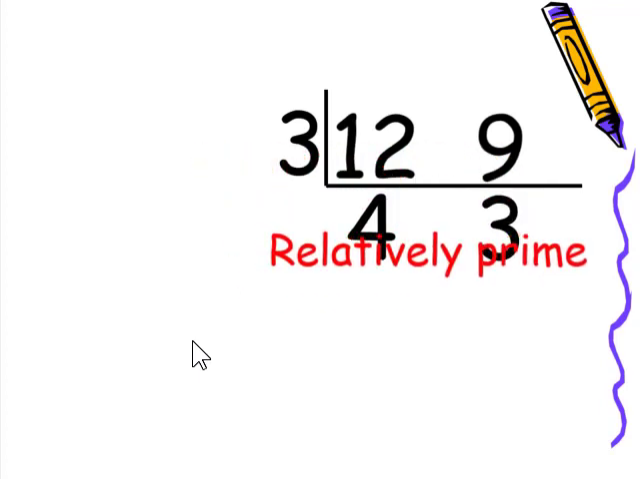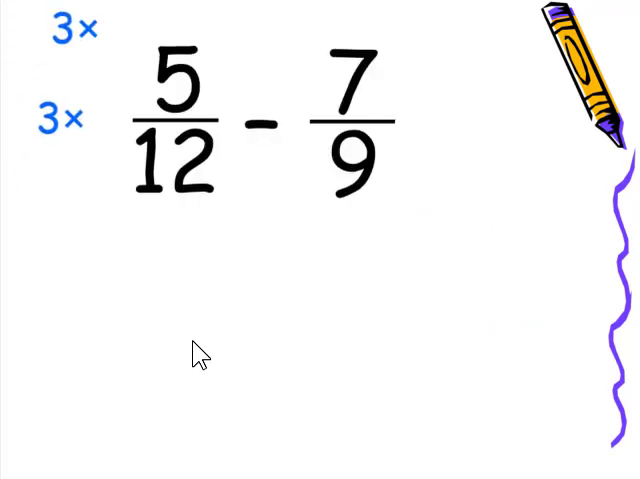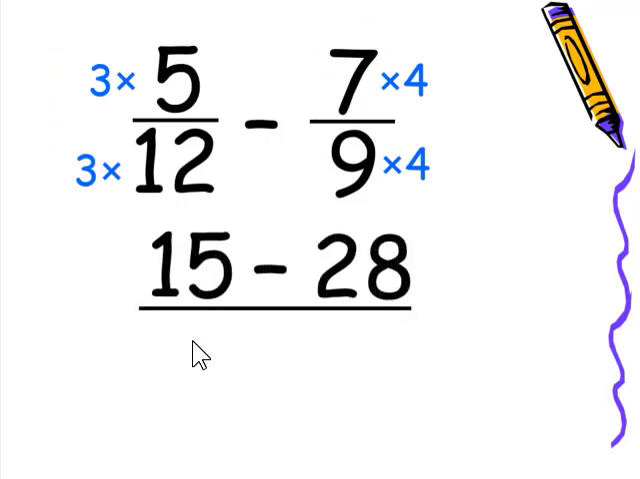Since 4 and 3 are relatively prime, we can multiply 4 times 9 as well as 3 times 12. The result is 36. Fraction with the denominator of 12 will multiply the top and bottom by 3, and the fraction with the denominator of 9 will multiply the top and bottom by 4. 3 times 5 is 15, minus 7 times 4, which is 28, all over 36.